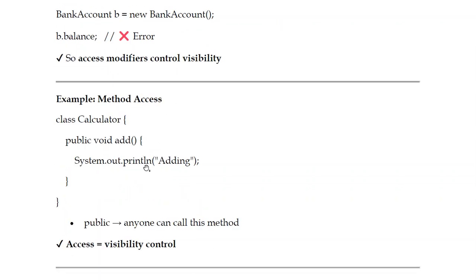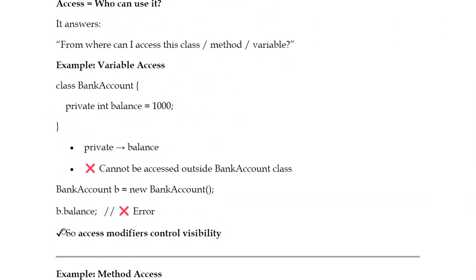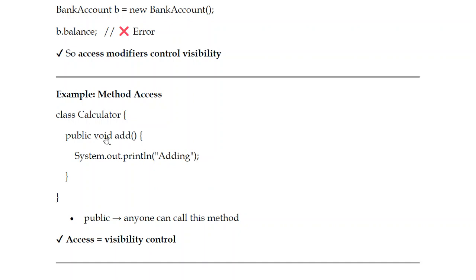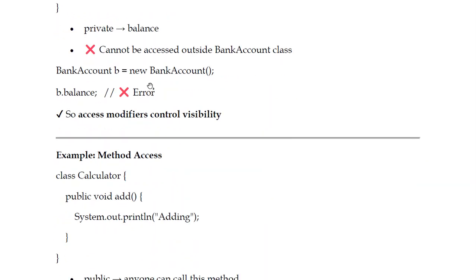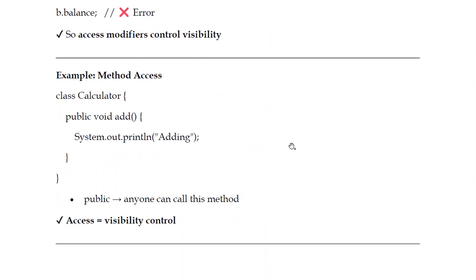We discussed variable access; now method access. Say the class name is Calculator, and I have the method public void add. This is the behavior of this class, the action is add. If I give it as public, anyone can access it, anyone can call this method. But before, I provided a private access method, which only this BankAccount class can access. But public means like an open Wi-Fi, anyone can access.